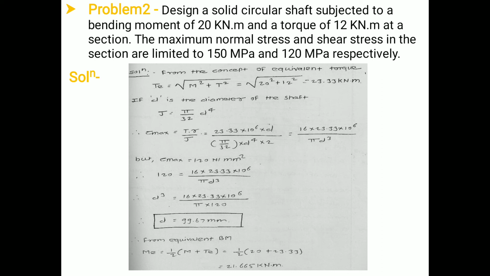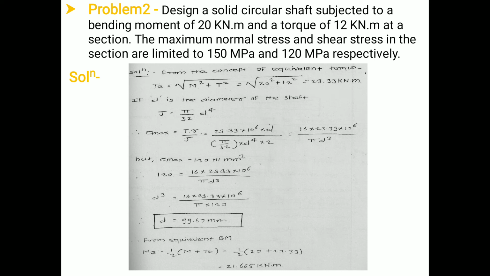Okay, so as the value of sigma maximum and tau maximum is given, we will find out the value of diameter. Design a solid circular shaft means we have to find out the diameter, so that can be found by using the concept of equivalent torque. Therefore, from the concept of equivalent torque we have Te is equal to under root of M square plus T square. So the value of M is under root of 20 square plus T value is under root of 12 square. So it will become 23.33 kilonewton meter. Remember that it is in kilonewton meter.